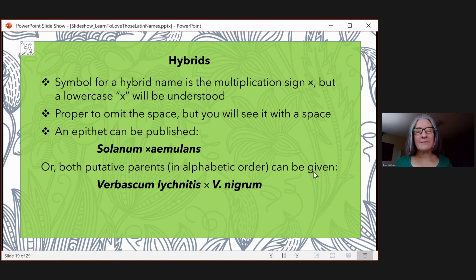And again, there's not a hard and fast rule in ICN rules about whether to give a hybrid an epithet or not. We're going to talk about how names are published in just a minute here.